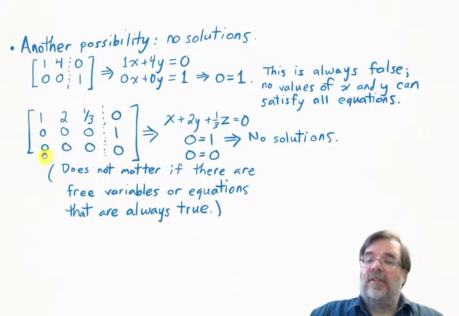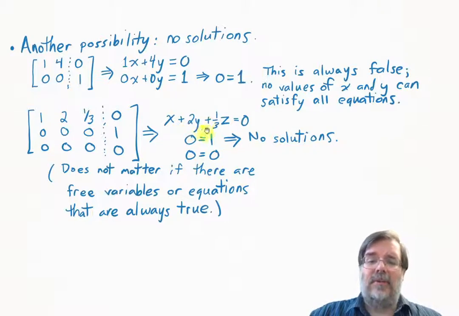Now, what about this slightly larger augmented matrix? Once again, this is an echelon form. And if you write out the equations corresponding to each one of these, the first row corresponds to x plus 2y plus 1/3 z equals 0. The next row corresponds to, after you simplify, 0 equals 1. And the last row corresponds to 0 equals 0.